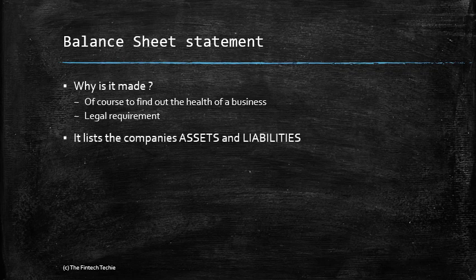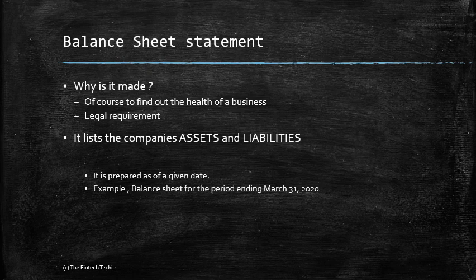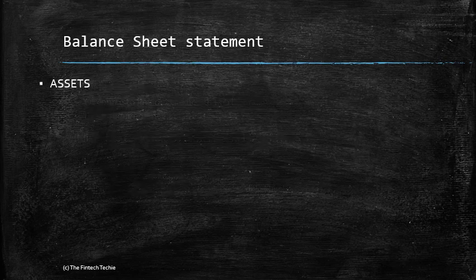Now, what comprises a balance sheet? The P&L was based on income and expense, whereas the balance sheet is based on assets and liabilities. And it is prepared as of a given date, unlike that of a P&L. So for example, balance sheet for the period ending March 31st, 2020. Unlike P&L, it doesn't have a from or a to date. It has an ending date only. So let's find out more about the assets.